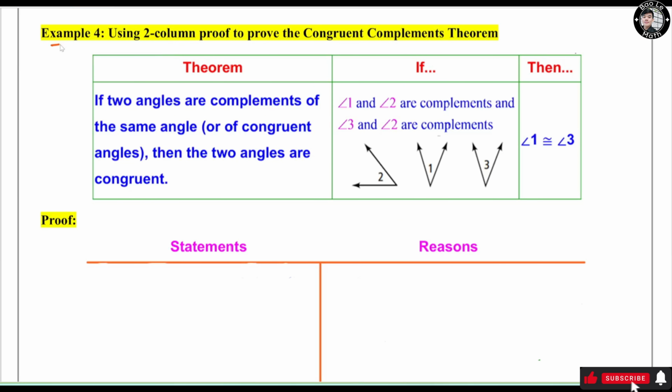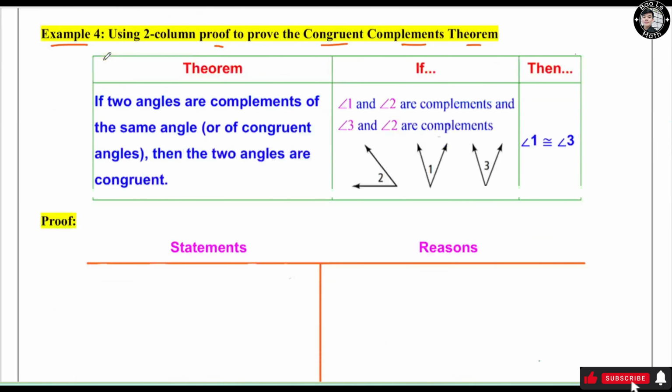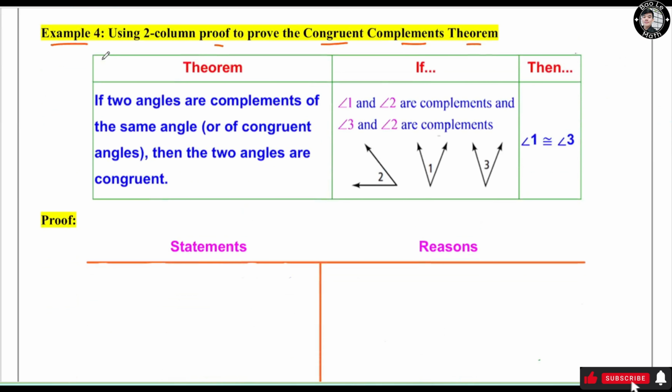Now let's move on to example number 4, using a two-column proof to prove the congruent complements theorem. Example number 4 is exactly the same as example number 3. The only difference is supplements and complements. And in example number 4, we're going to use a two-column proof instead of the paragraph proof in example number 3. So we're going to start with the given.